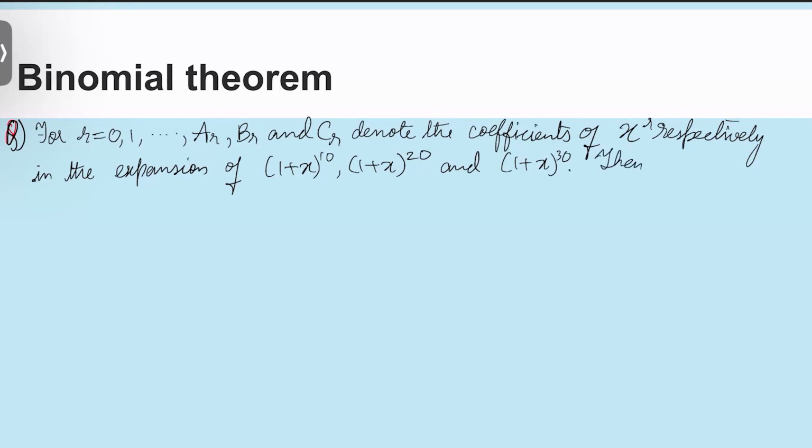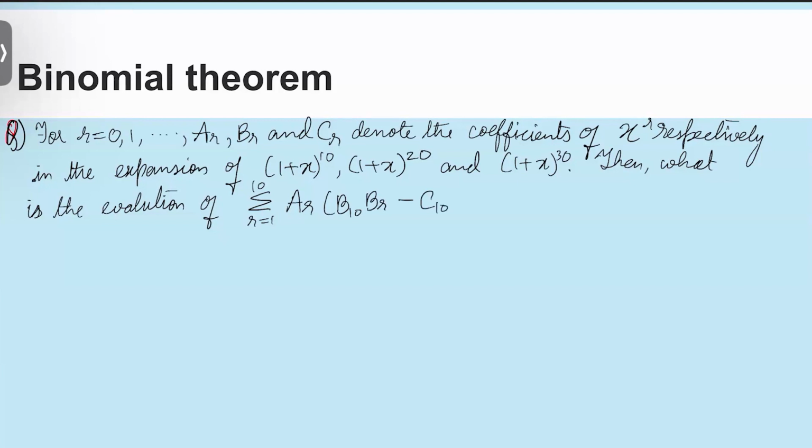Then what is the evaluation of the summation over r going from 1 to 10, A_r (B_10 B_r minus C_10 A_r)? Okay, so you will have to simplify this and then find the evaluation of it.